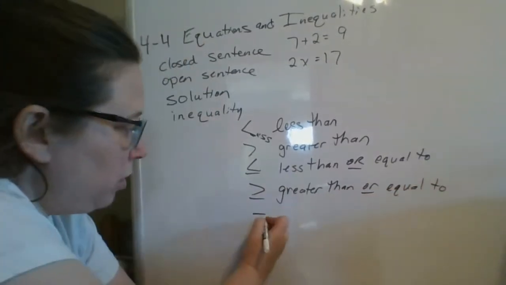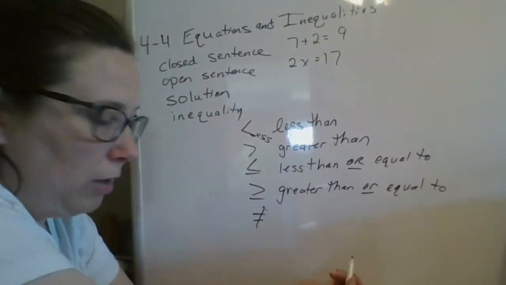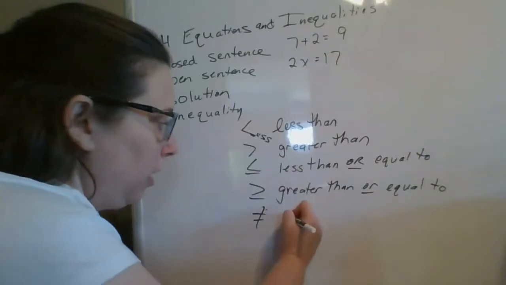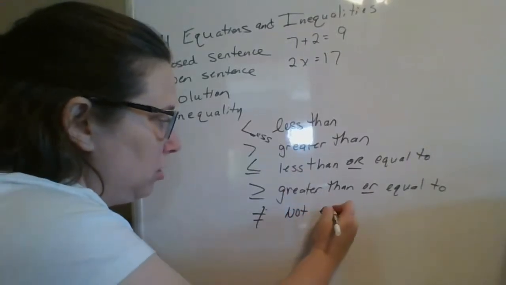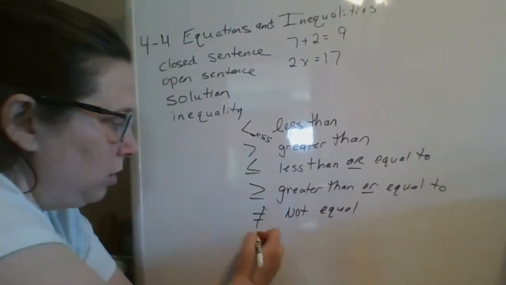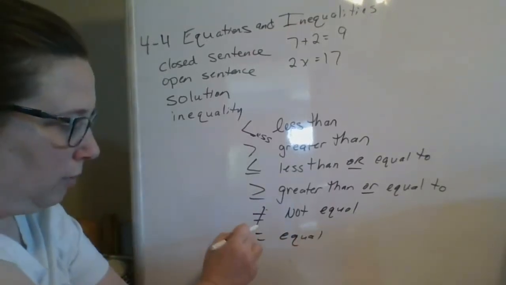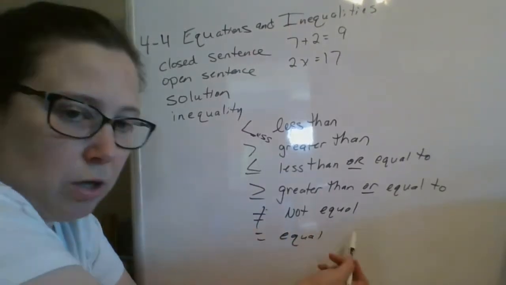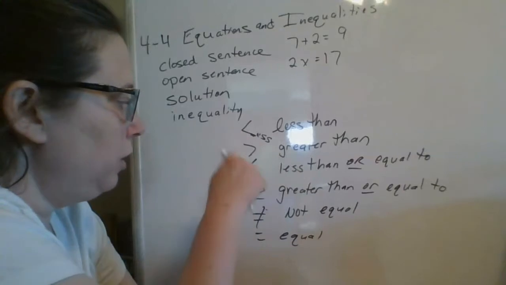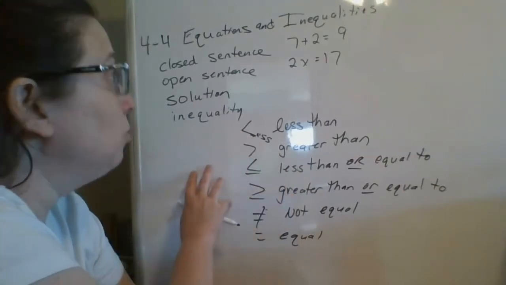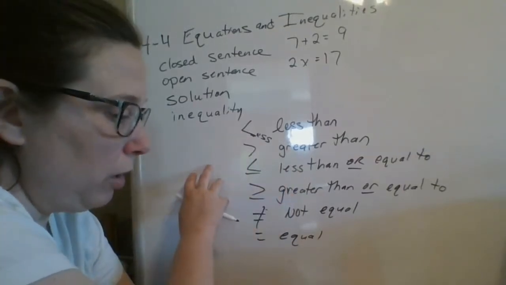This chart has one other thing. It's an equal sign with a line through it. That means not equal. So you're all super familiar with the equal sign. All you do is put a line through it, slash through it, and that means not equal. So these are symbols that we'll work with when we're talking about inequalities.